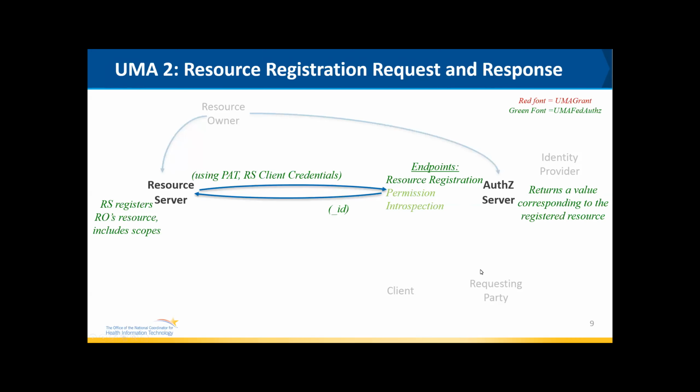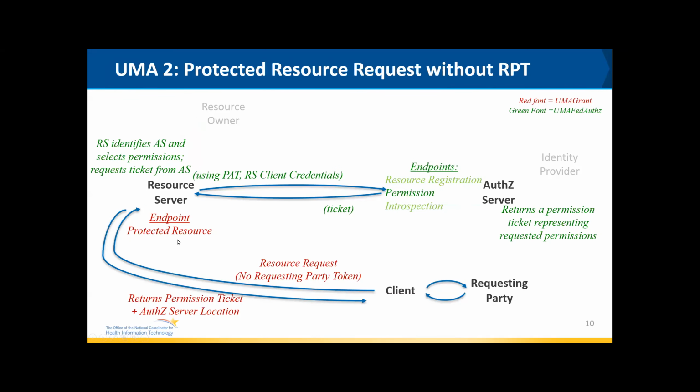So let's move on to the red font. This is the UMA grant. The green was things pulled out of the UMA Federated Authorization. So now let's take a look at the authorization server has a resource description and the resource server has a handle to it. So they're both on the same page when access requests come in from a client.